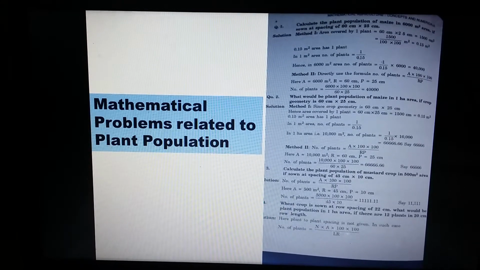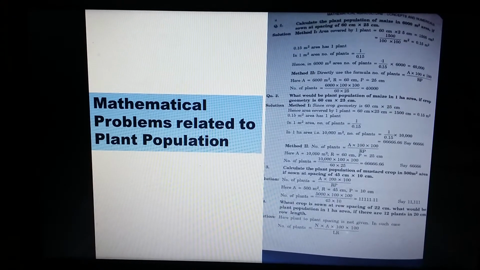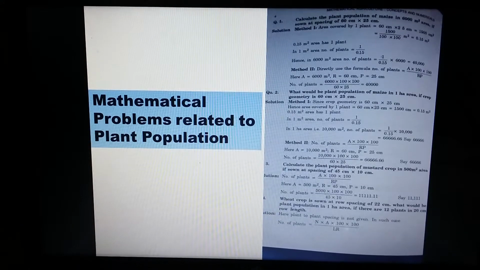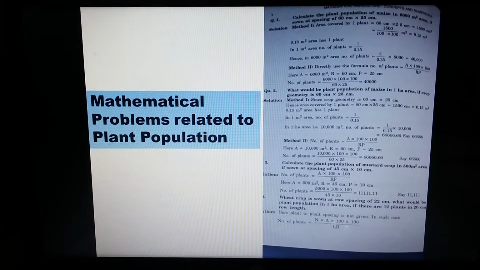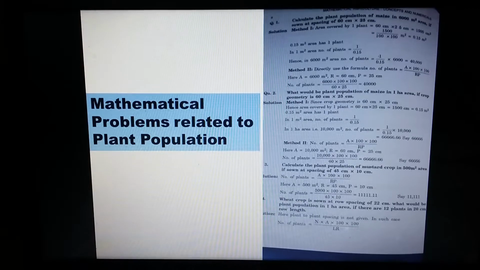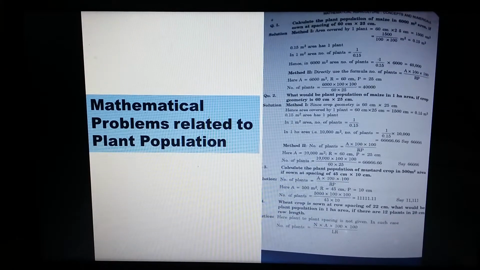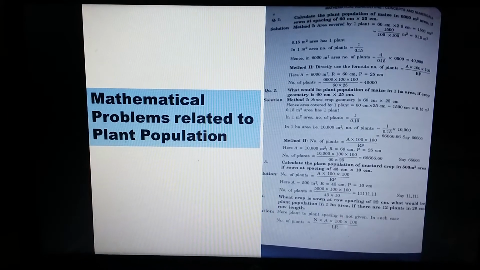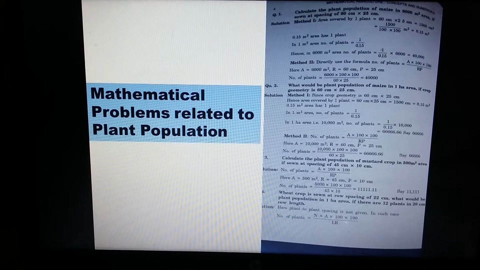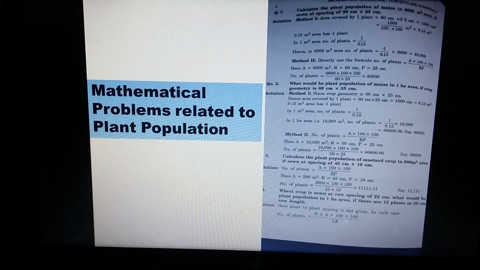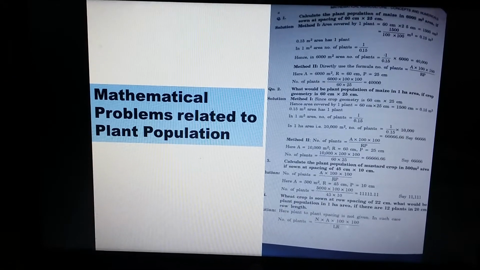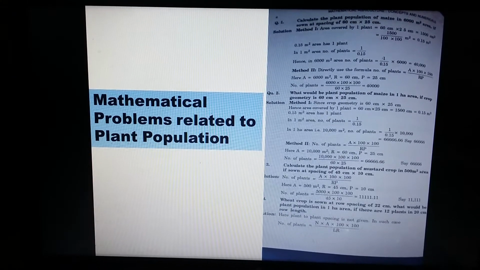So our next problem is: wheat crop is sown at row spacing of 22 centimeter and what should be the plant population in 1 hectare area if there are 12 plants in 20 centimeter row length. Now there is a trick. Now you look at the question. The plant to plant spacing is missing. Instead of that, there are few plants in a particular row length.